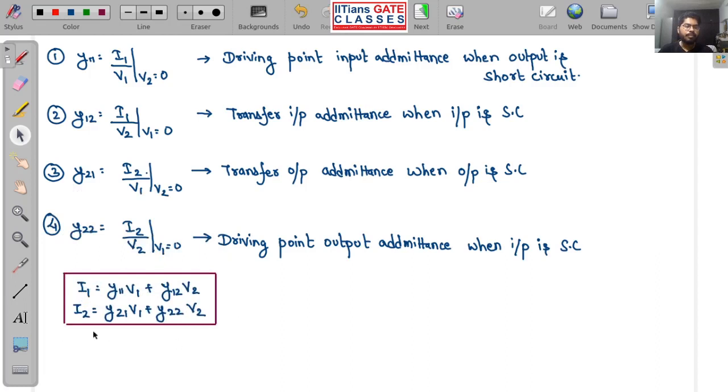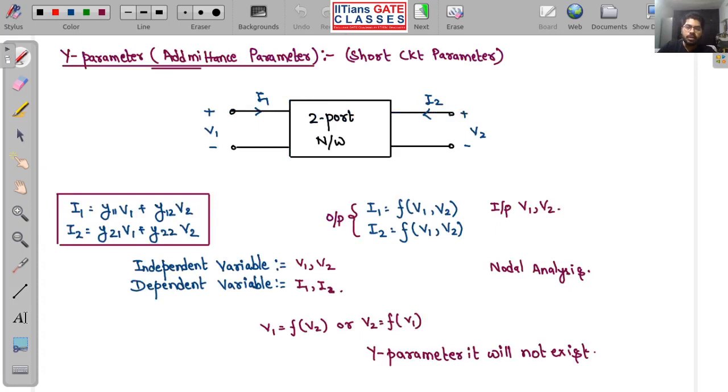This is my Y parameter. I1 is equal to Y11 V1 plus Y12 V2, and I2 is equal to Y21 V1 plus Y22 V2. What are the names of these parameters Y11, Y12, Y21, Y22? We are going to see. Y11 is equal to I1 by V1 when V2 is equal to 0. V2 equal to 0 means this is a short circuit. So that is why the name short circuit parameters.